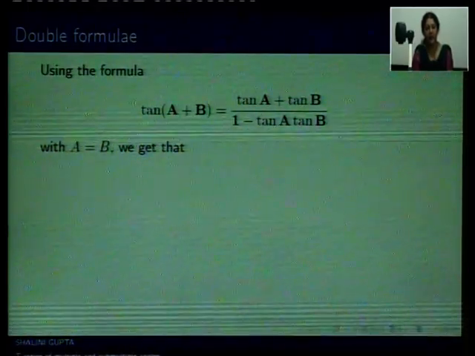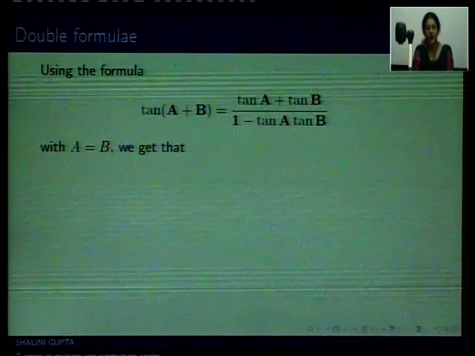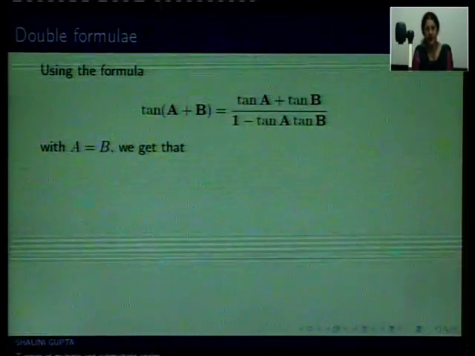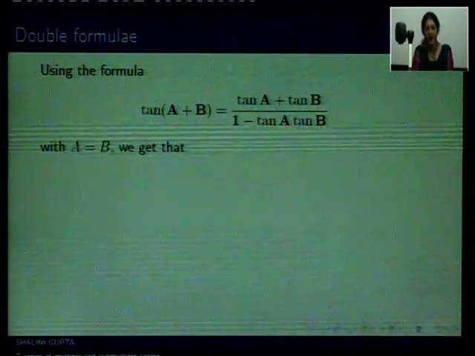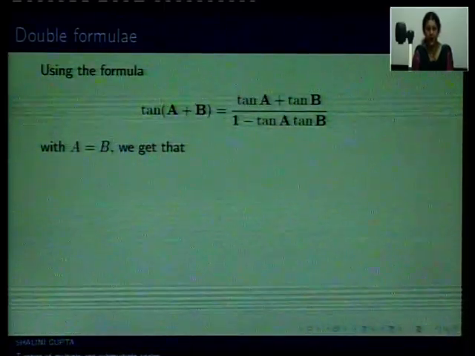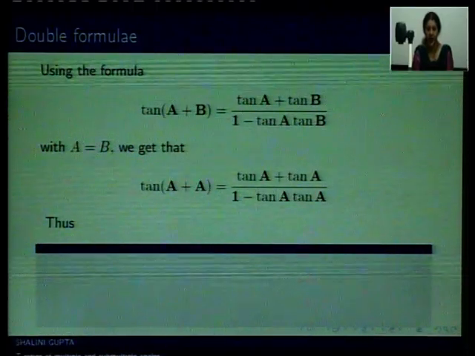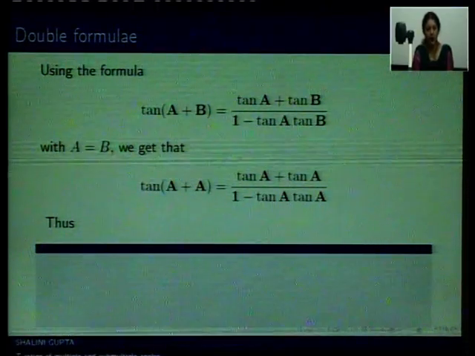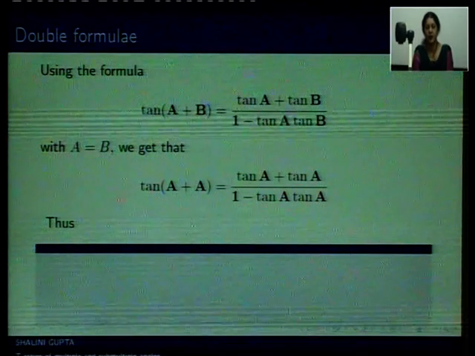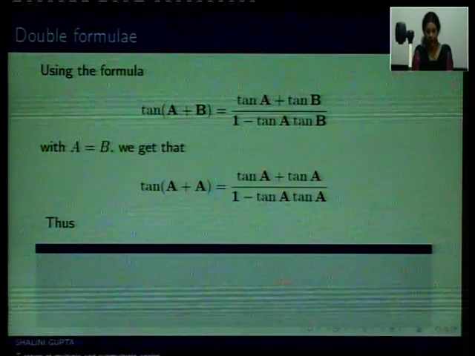Similarly, we can find the double angle formula for tan. As you have done in the lecture on addition formulas, tan of a plus b is tan a plus tan b upon 1 minus tan a into tan b. Again, in this expression, if I put b equal to a, we get tan of a plus a is equal to tan a plus tan a upon 1 minus tan a into tan a. So tan a plus tan a becomes 2 times tan a, and tan a into tan a becomes tan square a.